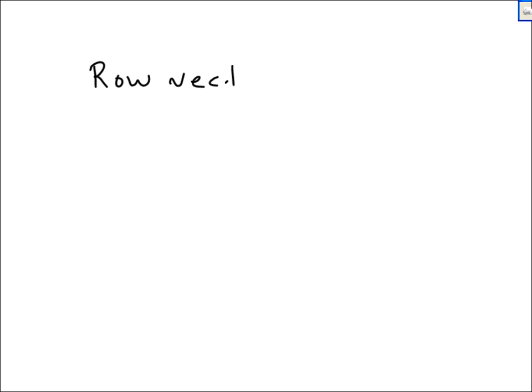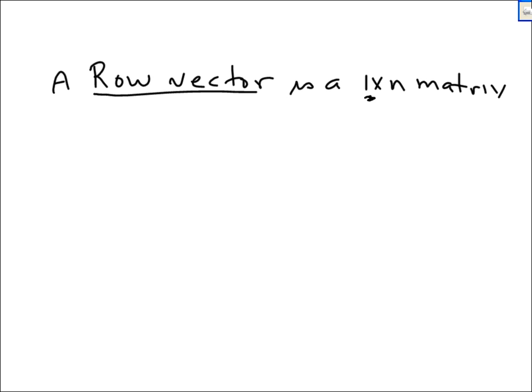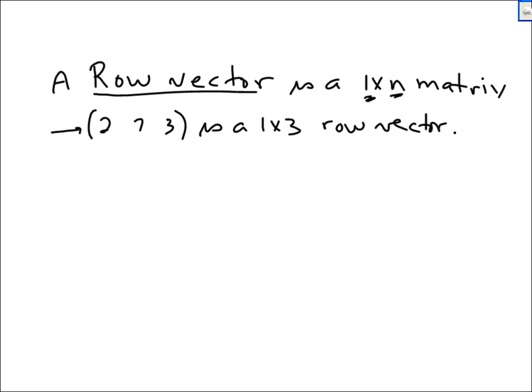A row vector has one row. It is a 1 by n matrix. Rows, columns, one row. An example would be, no commas on matrices, 2, 7, 3. This is a 1 by 3 row vector. It just has one row. One row that has 3 columns.